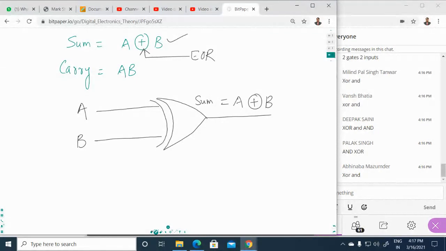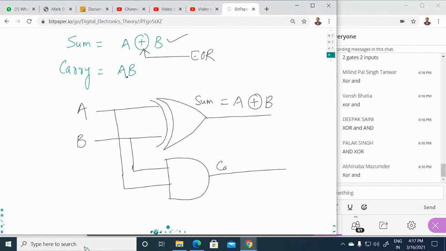Now you have to design a carry. So how can you design a carry? You have to take the input from A and the input from B. You give that input to the AND gate that will perform the multiplication operation. So right here you are using the AND operation, A and B. You take these values from this input and it will give you output as carry. So this output is A into B.